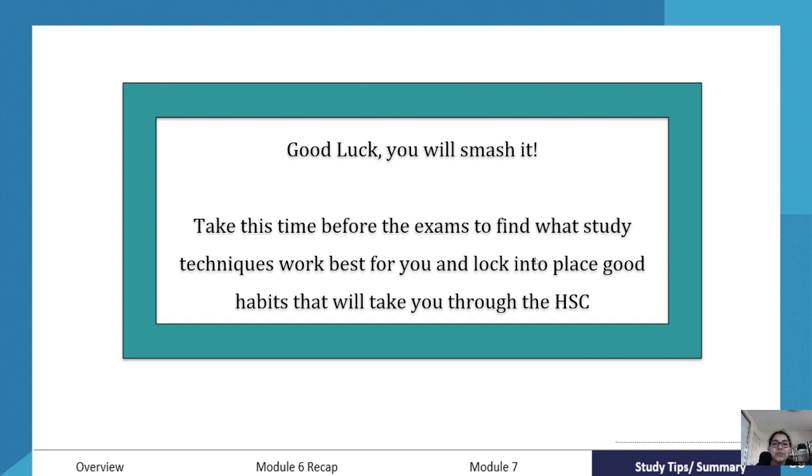Take this time before the exam to figure out what works for you. Put yourself in a place for success. Put good habits in place, and I am sure you guys will smash it.